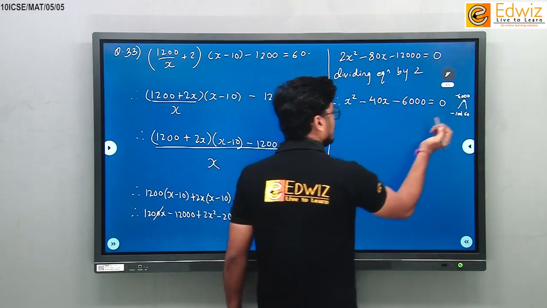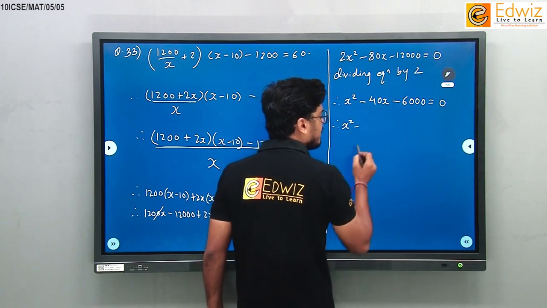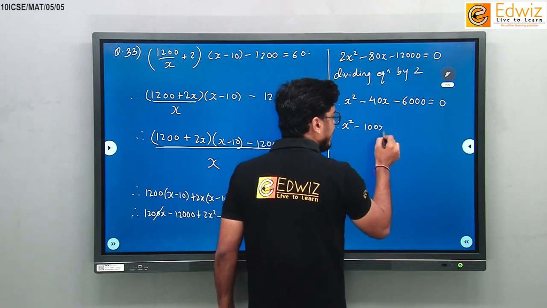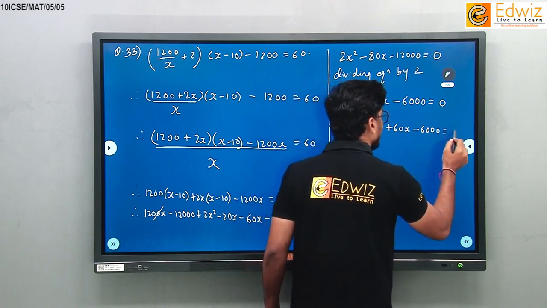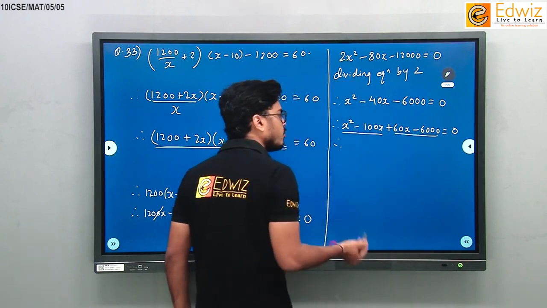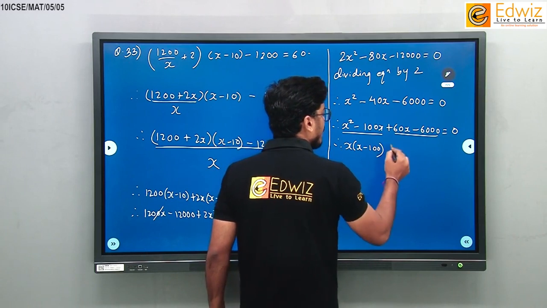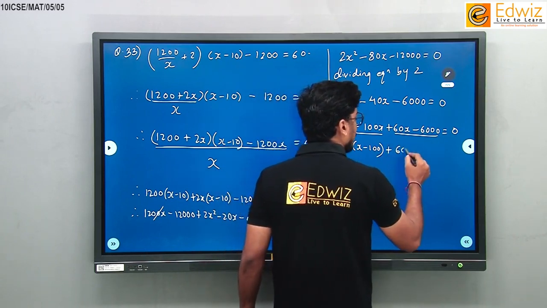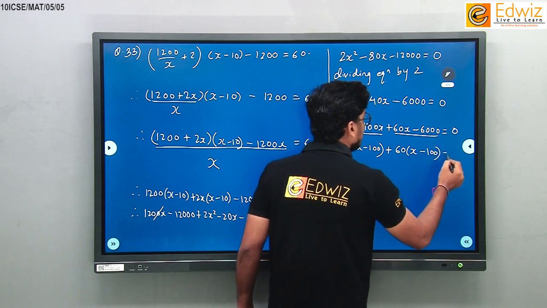This we will use. Okay, so let us do that. Split the middle term accordingly. Minus 100x plus 60x minus 6000 equal to 0. So these two terms and these two terms we can group together. Here just x is common, so x minus 100 plus here 60 is common. Again x minus 60 into 100 is 6000.